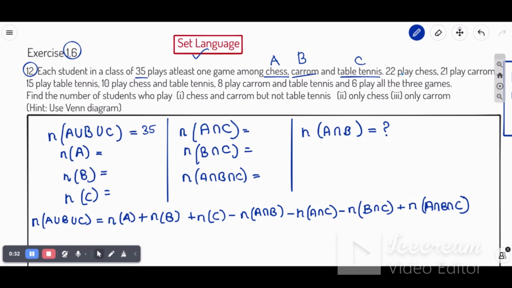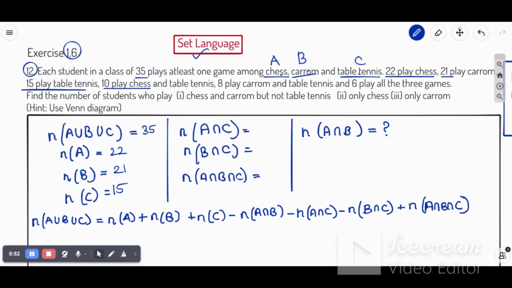And then 22 play chess. Chess is A, so n of A is equal to 22. And 21 play carrom, so n of B is equal to 21. I have taken B as carrom. And 15 play table tennis, so we have to put 15 here.